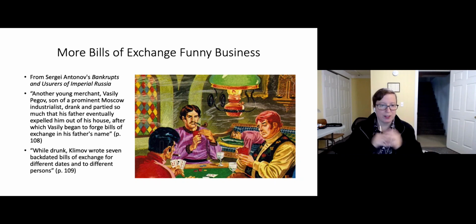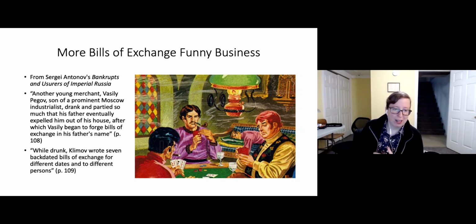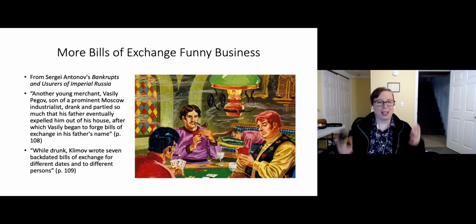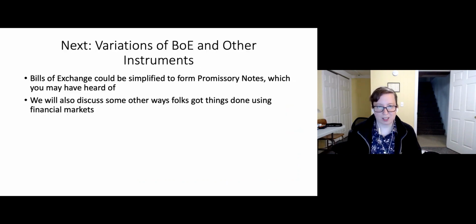Okay, so this is the image you have in your mind. And what they would do is just start to write bills of exchange to each other to pay their gambling debts. So check out these quotes. Another young merchant, Vasily Pegov, son of a prominent Moscow industrialist, drank and partied so much that his father eventually expelled him out of his house, after which Vasily began to forge bills of exchange in his father's name. And then here's another one. While drunk, Klimov wrote 7 backdated bills of exchange for different persons and different dates. So these were such a common part of life that people tried to do funny business with them, just like you might hear people trying to do funny business with modern checks.